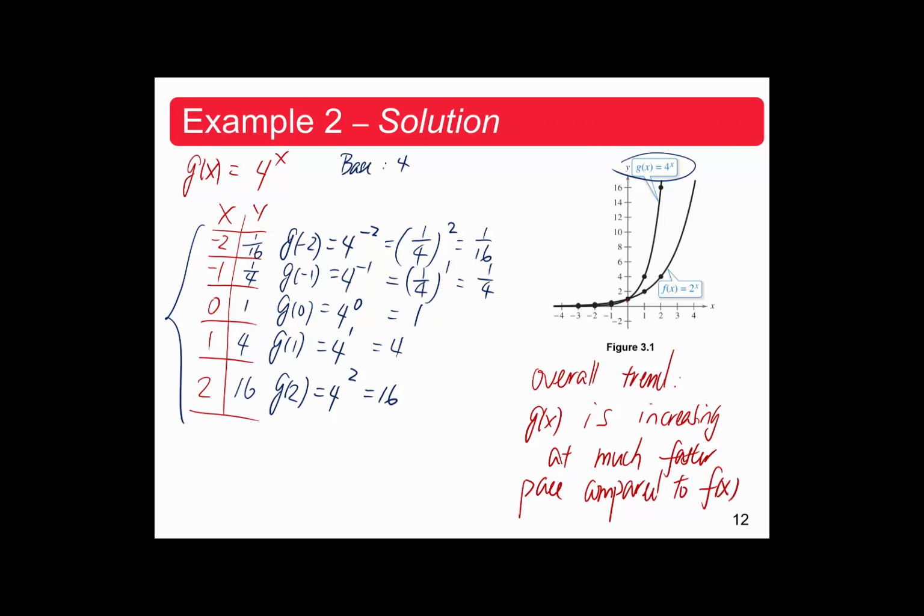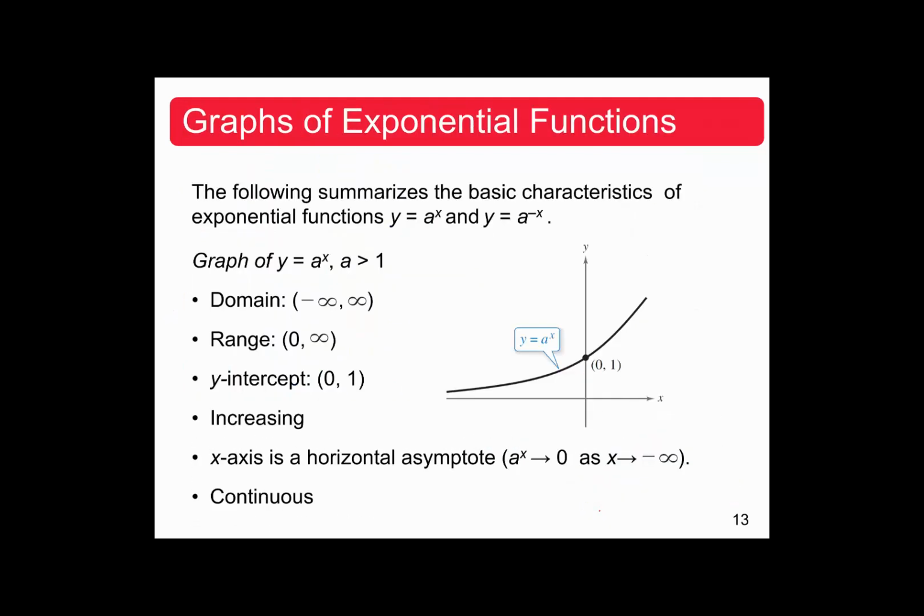So the bigger the base, the faster the rate changes after x values greater than 0, right? This is the general trend about this exponential function. That's a pretty interesting phenomenon. You can use it to compare different exponential functions with the same type of base. Okay. And now the following is just a summary of what we're talking about so far.